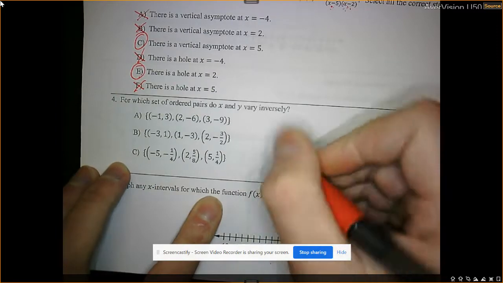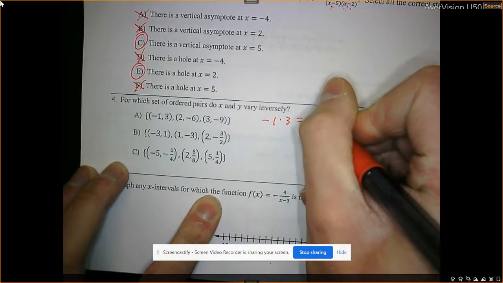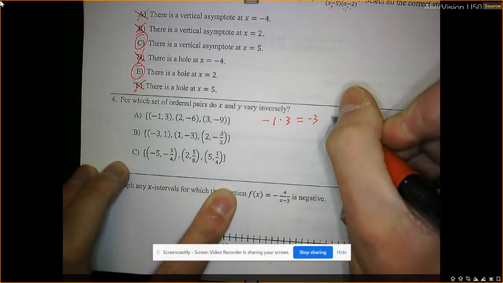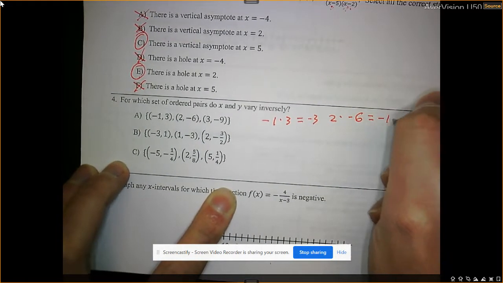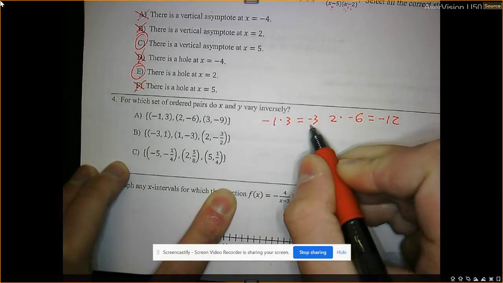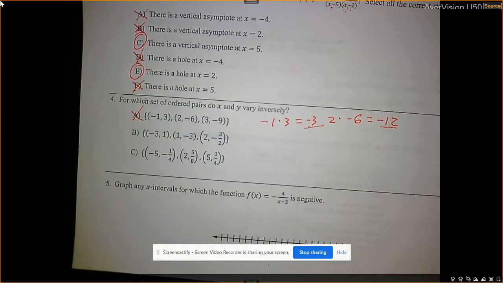Okay, so A, I'll start off right away. That means we got negative 1 times 3. Well, I know that's negative 3 right away. And then I have 2 times negative 6. Oh, right away, that's negative 12. So negative 3 and negative 12, those are not the same. So A does not vary inversely.